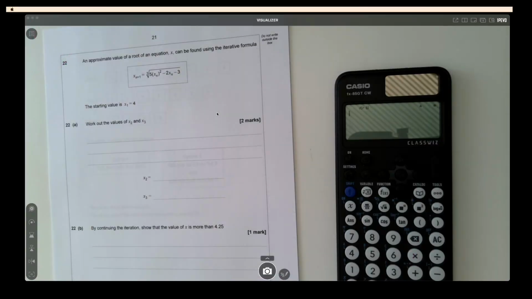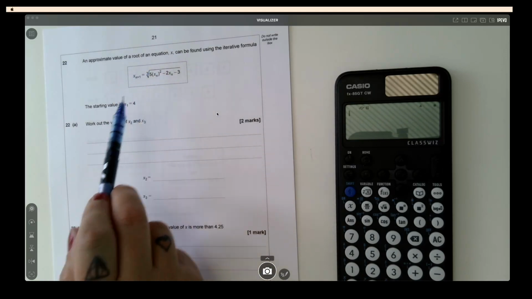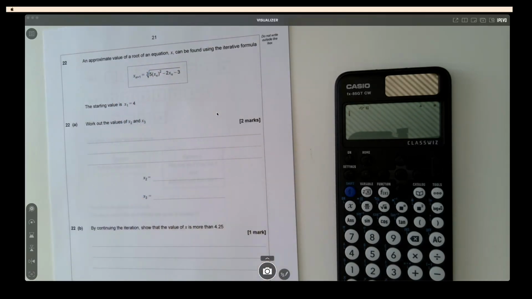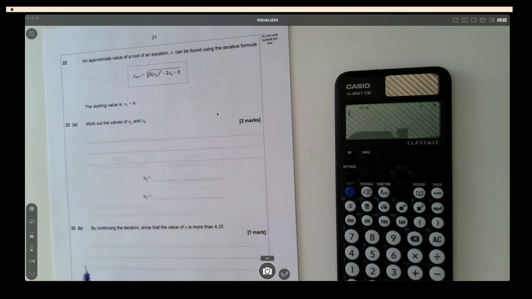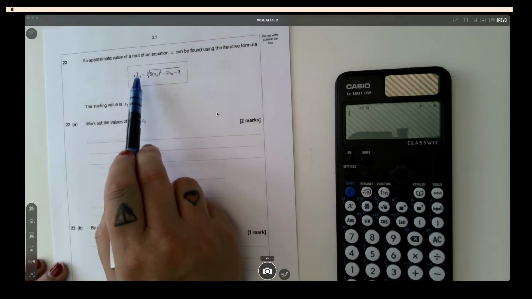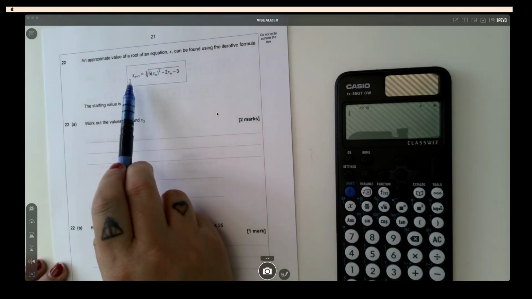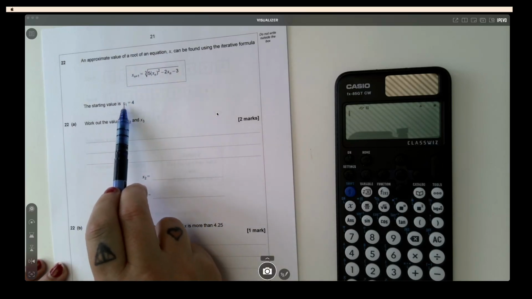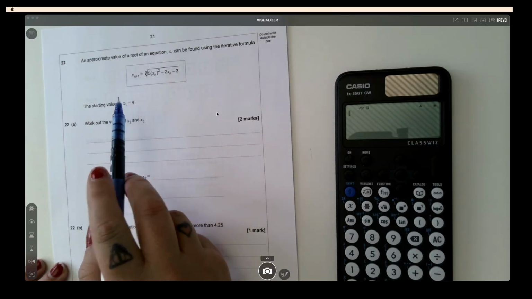22. An approximate value of a root of an equation x can be found using the iterative formula, and they've given that here for us. The starting value is x1, which is equal to 4. Part A, work out the values of x2 and x3. So the way an iterative formula works is you use the previous value to find the next value. So this would be xn, and then xn plus 1 would be x1 plus 1, which is x2. So to find the next value, we use the previous one.